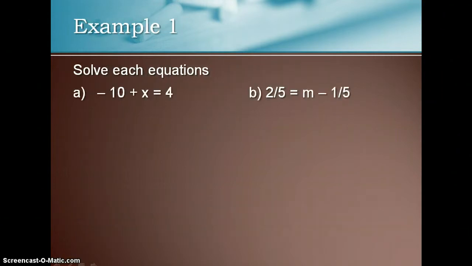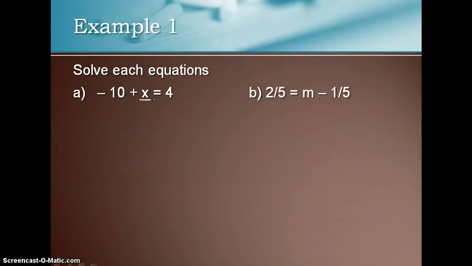So the first example is to solve each equation. A is negative 10 + x = 4. The whole point of solving equations is to isolate the variable. Our variable is x in this case, which means that we need to isolate it. Isolate means get it by itself. So we want the solution to look like x equals something.